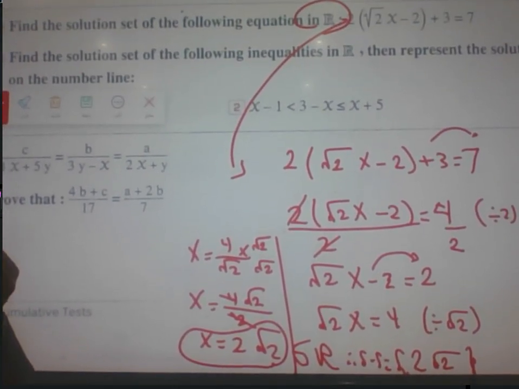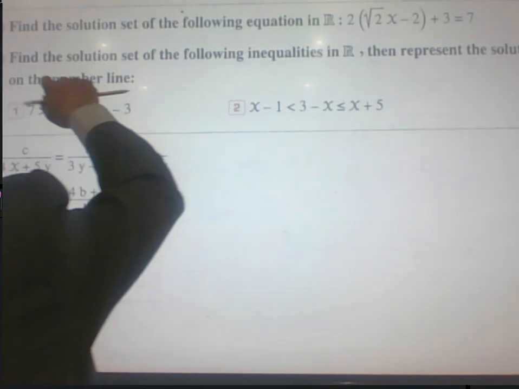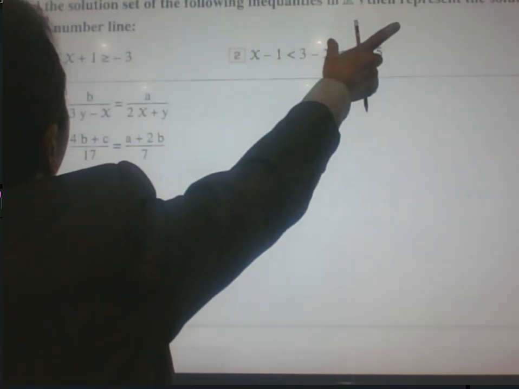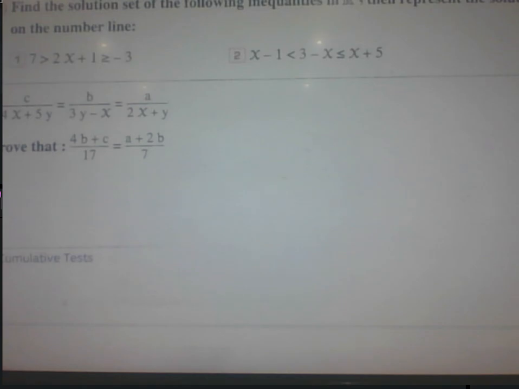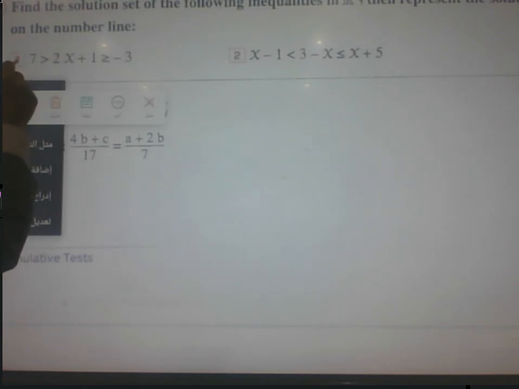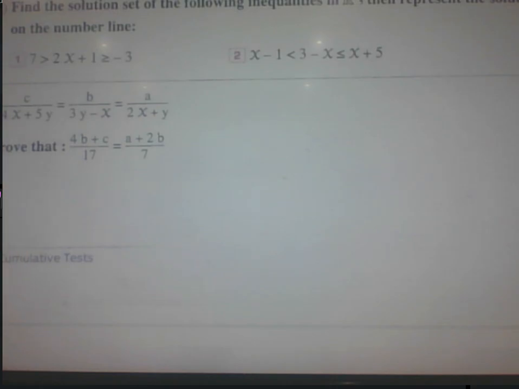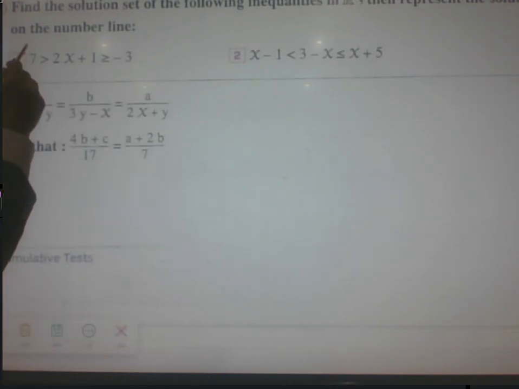Okay, understood? Next question down here: find the solution set of the following inequality in R. First inequality, number 1, I will solve here. Listen to me, my students. I will solve number 1 here.